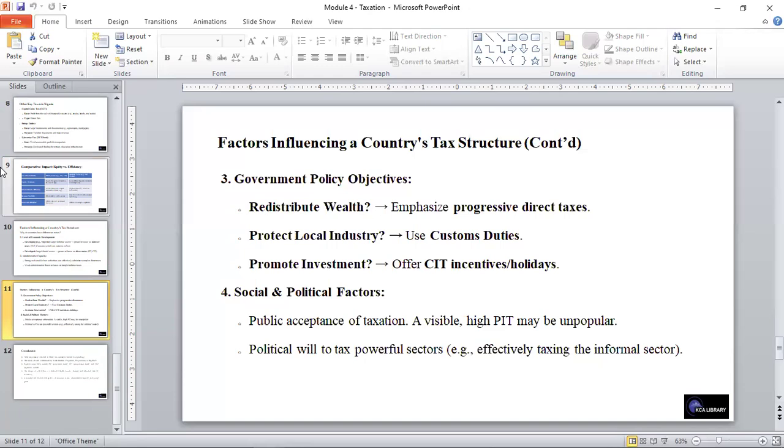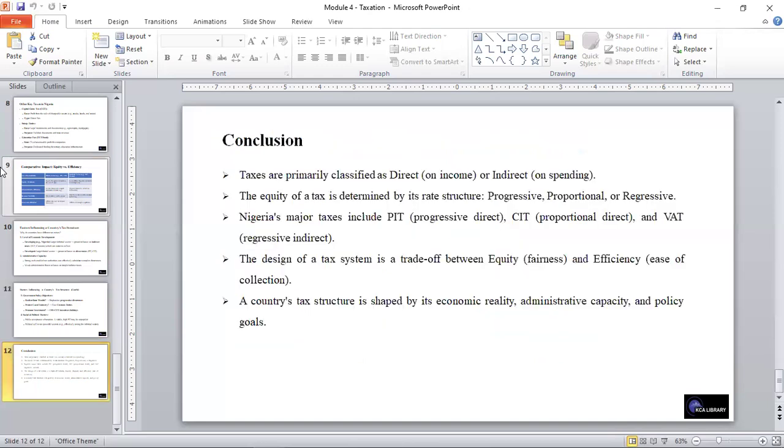And the last factor is the social or political factor. And for public, it's actually public acceptance of taxation. A visible high personal income tax may be unpopular, and there is the political will to tax powerful sectors. Examples include effectively taxing the informal sector.